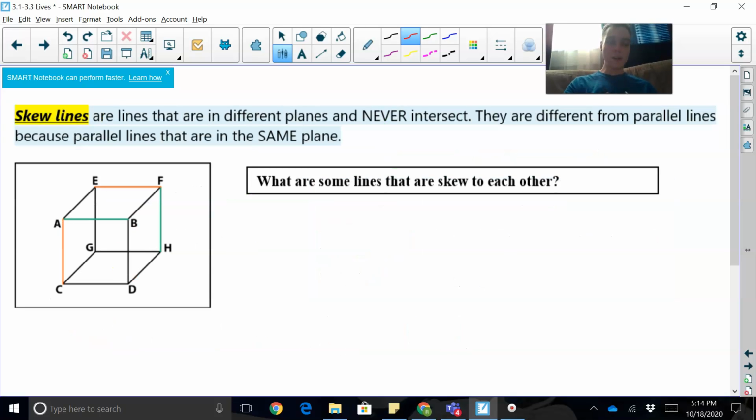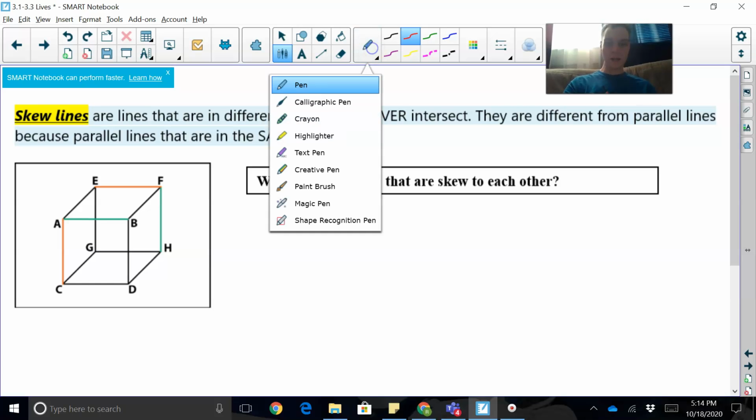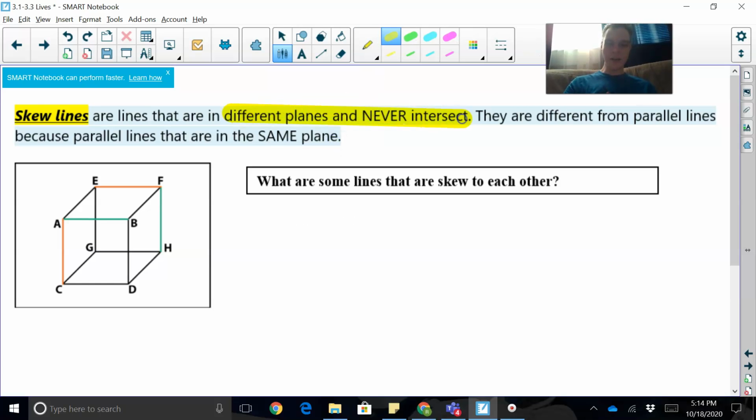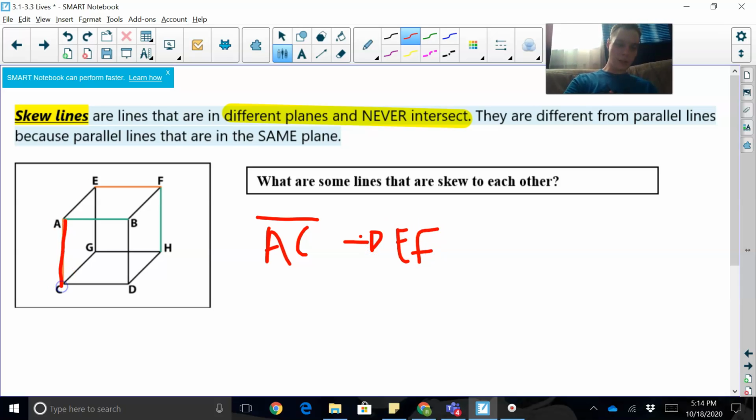Skew lines is probably the one you haven't heard of before. They are lines that are in different planes and never intersect. Different planes and never intersect. They are different from parallel lines because parallel lines are in the same plane. So for example, what are some lines that are skew to each other? Well, segment AC is skew to EF. These lines exist in different planes and never intersect.